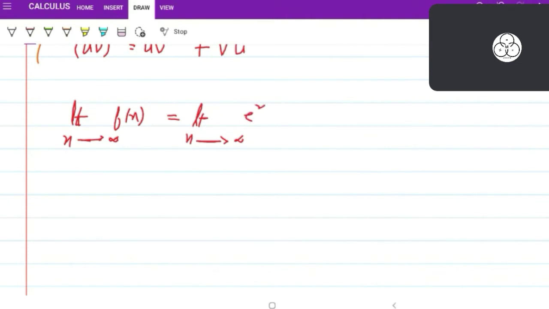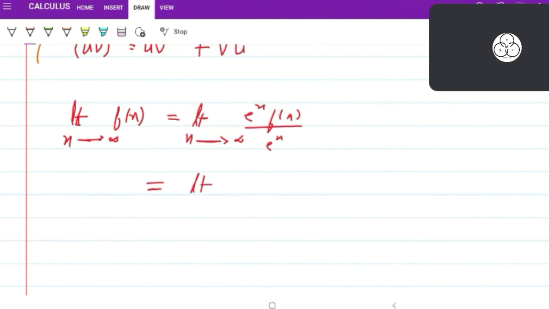e to the power x f of x, whole divided by e to the power x. We can write it in this way, multiplying numerator and denominator by e to the power x.